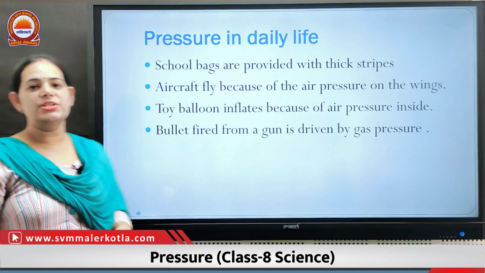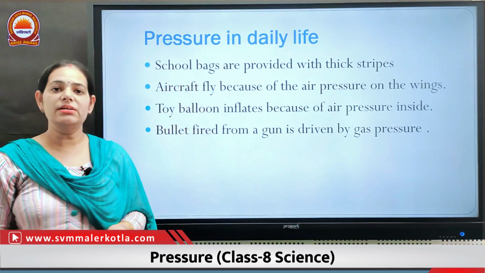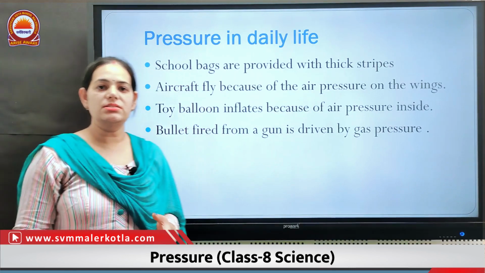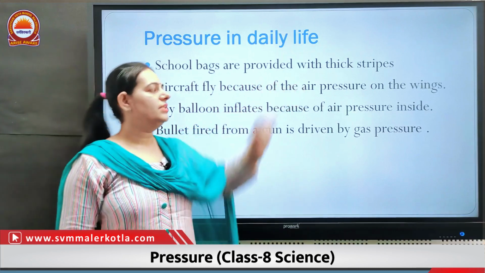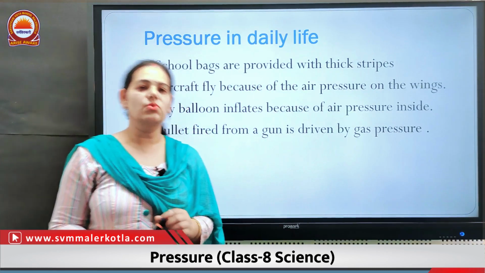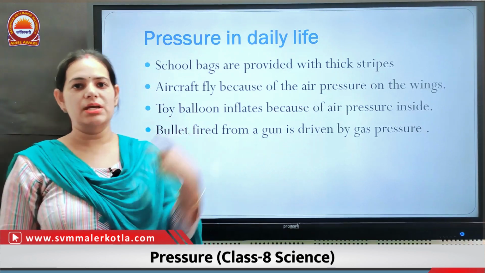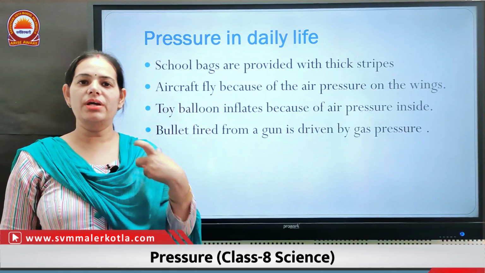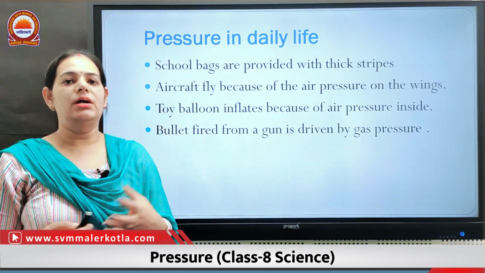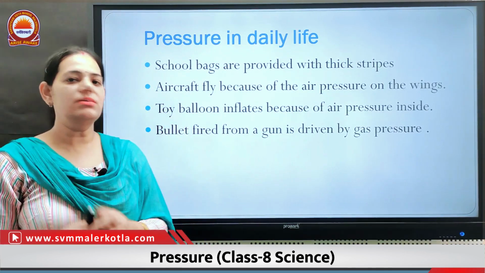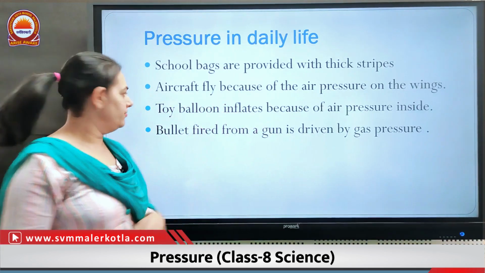So next, pressure in our daily life. In our daily life we can see pressure being exerted. School bags are provided with thick straps. We have also seen that school bags always have thick straps instead of thin straps. With thick straps, there is more area, so the pressure will be less on the shoulder, and it will help students to carry the bag comfortably.